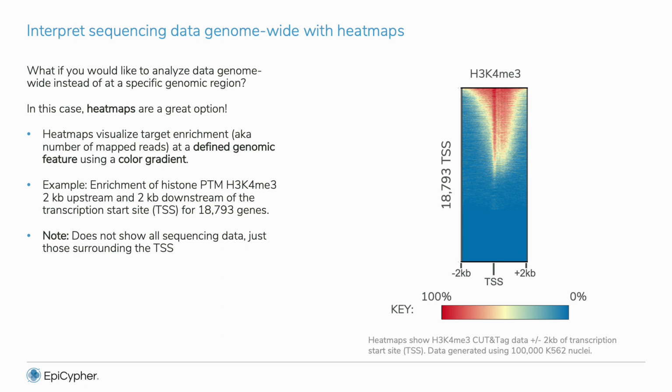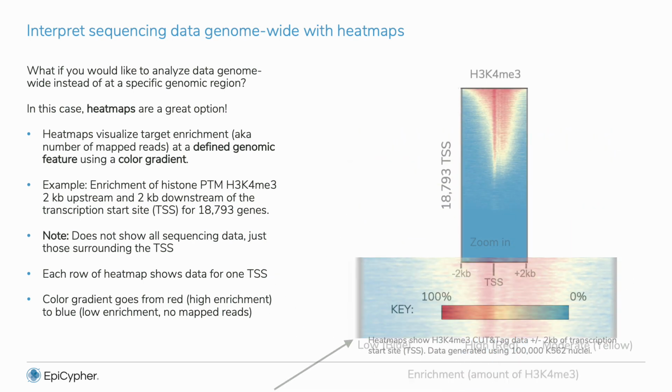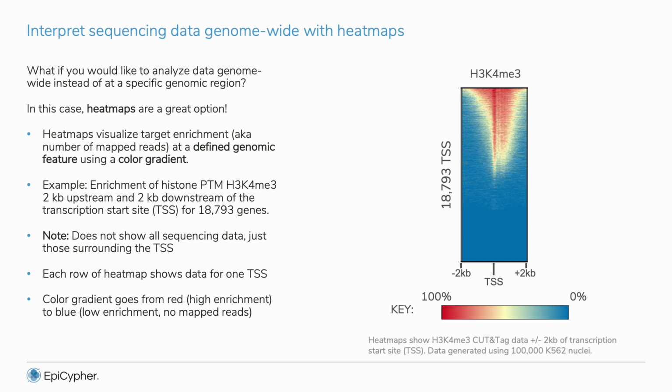Note that this heat map is not showing every peak or aligned read. It is only showing data around the transcription start site. If you zoom in, you can see that the heat maps are organized into individual rows. Each row contains data for one gene. The color gradient goes from red to blue, indicating high to low enrichment. For this heat map, the data have been sorted such that genes with high enrichment are at the top of the heat map and genes with the lowest enrichment are at the bottom.